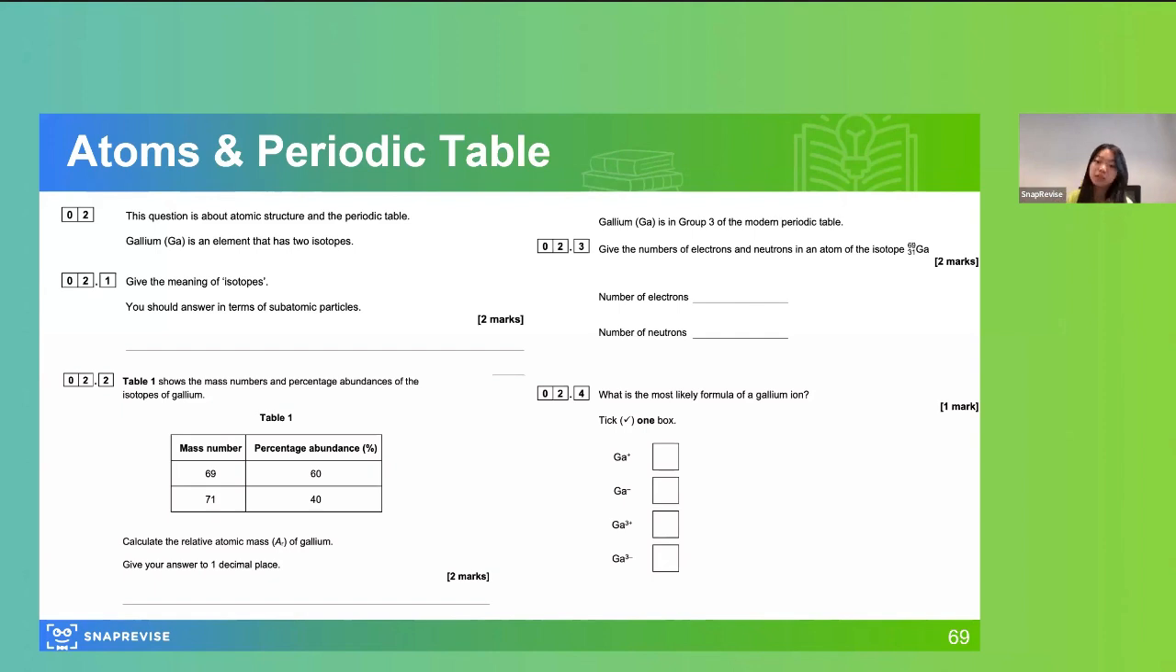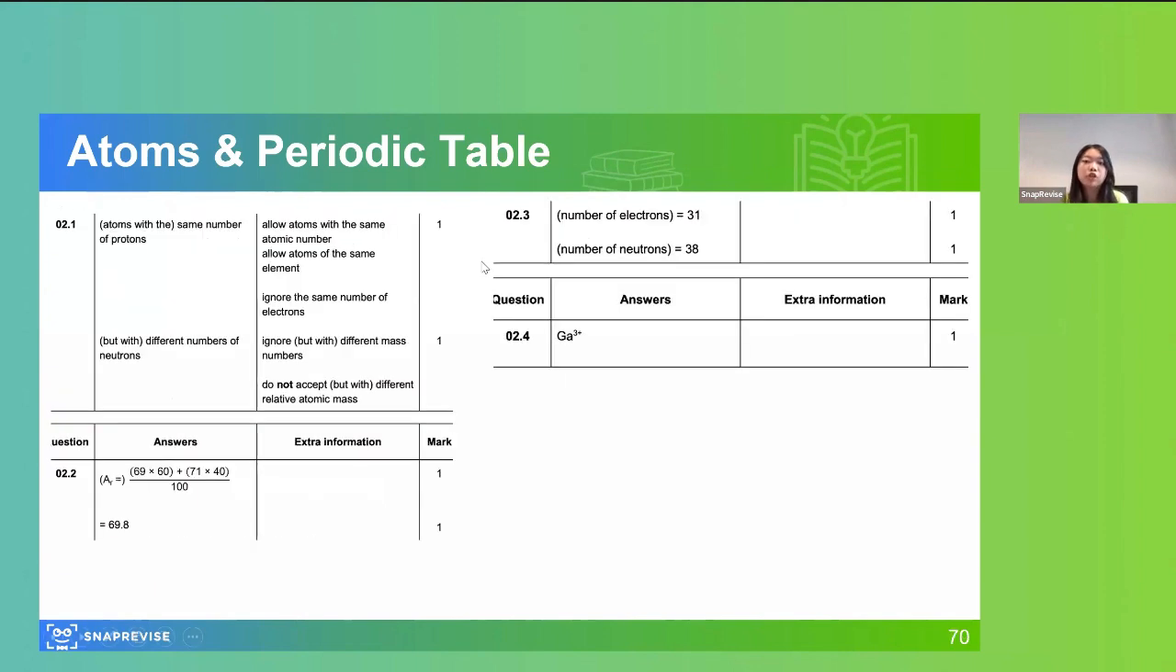I think it's a really good cheat trick and it's really easy if they ask you for an ion. Just look at the group, and the group that it's in is going to be the most likely ion it's going to form. So here are the answers for this question. Should be pretty straightforward.